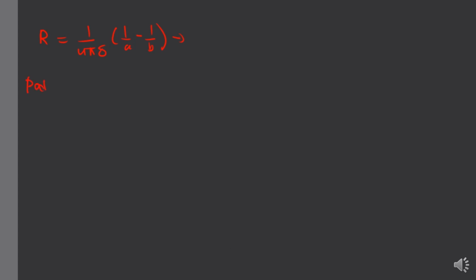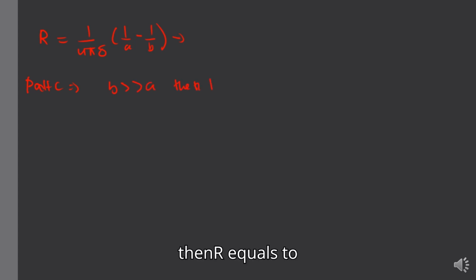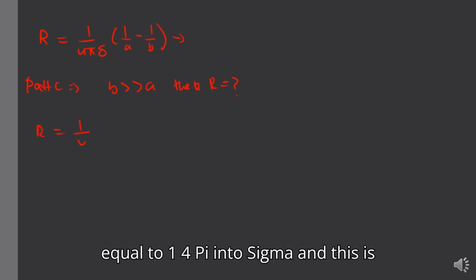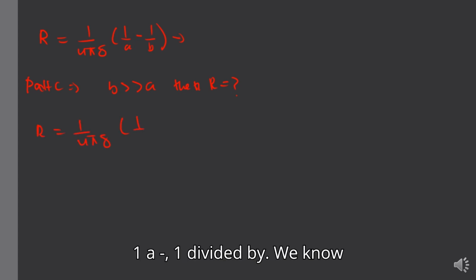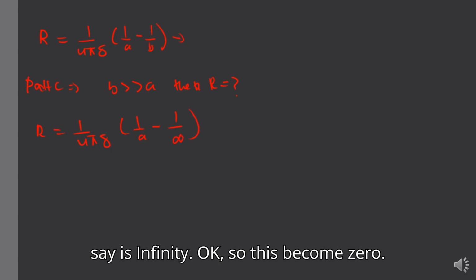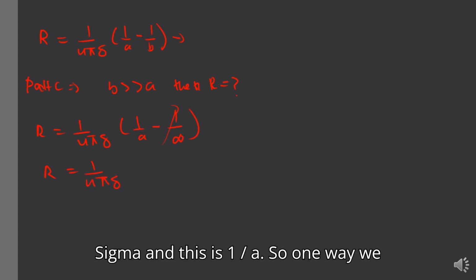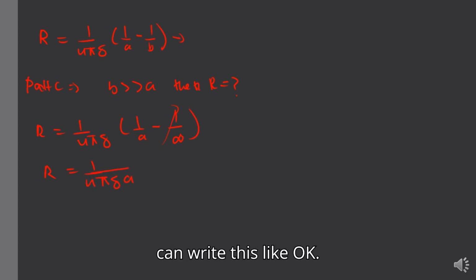Part C says when b is far greater than a, then R equals what? So we can say R is equal to 1 divided by 4 pi sigma into 1 divided by a minus 1 divided by b. When we divide 1 by a very large value, let's say infinity, this becomes 0. So the resistance becomes 1 divided by 4 pi sigma into 1 divided by a.